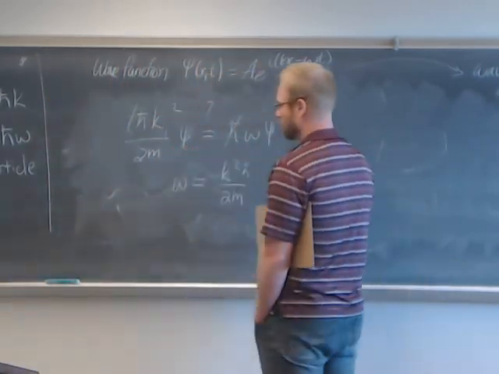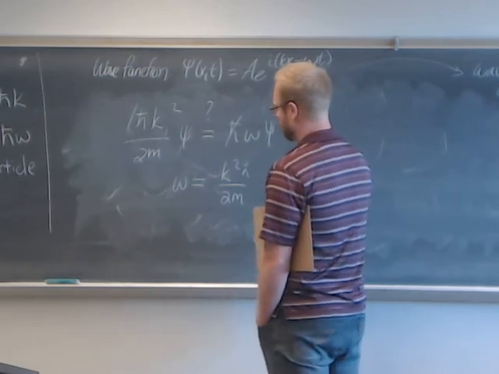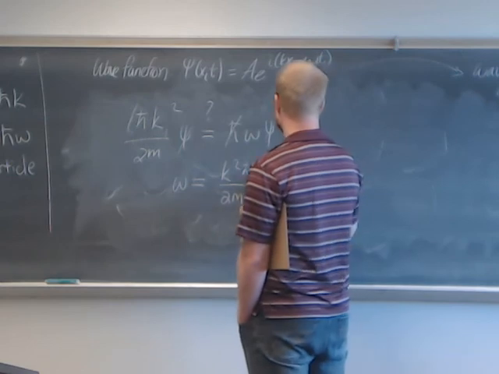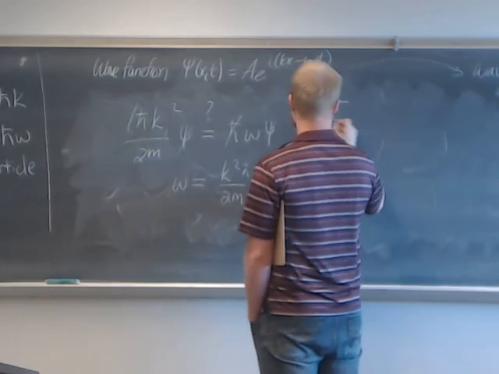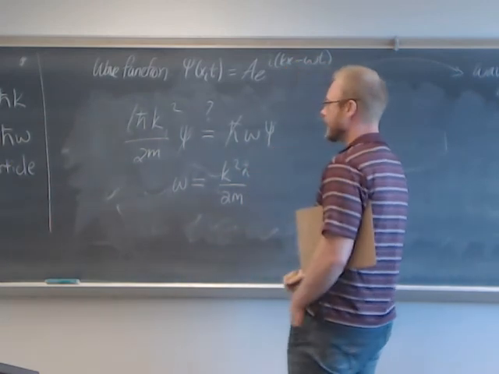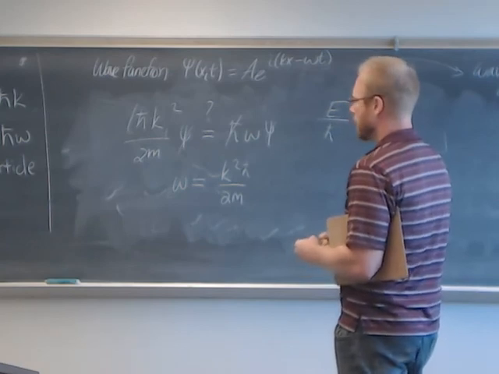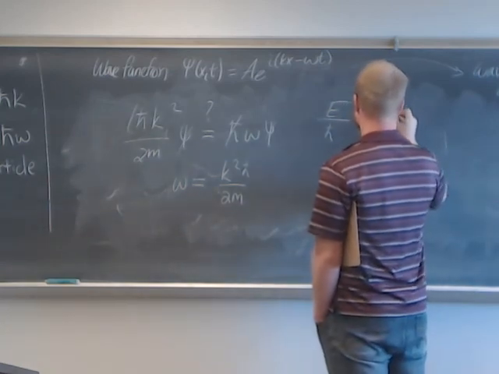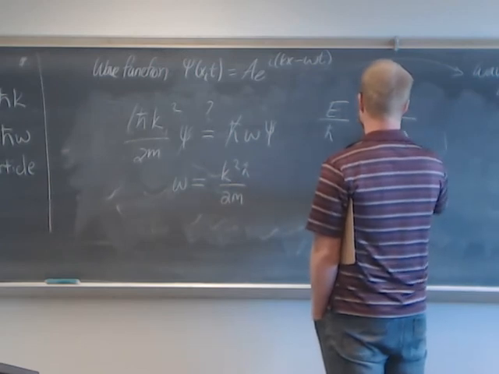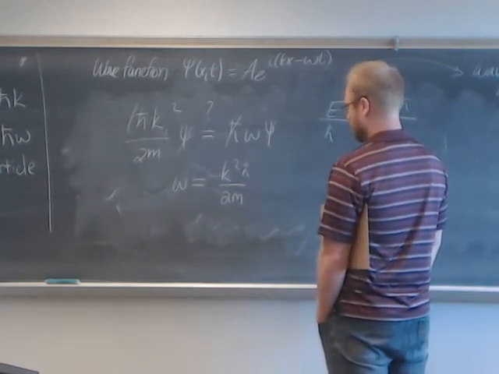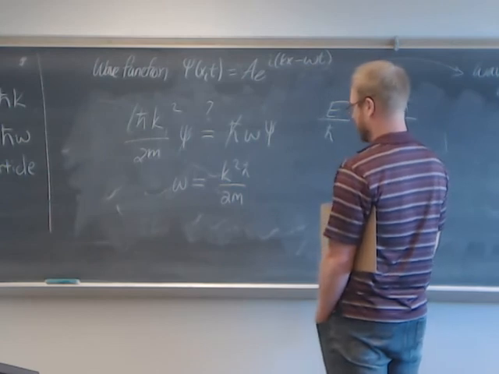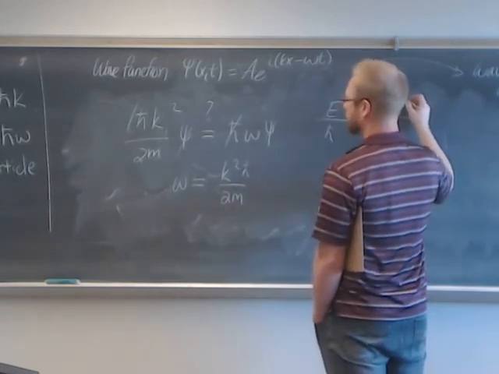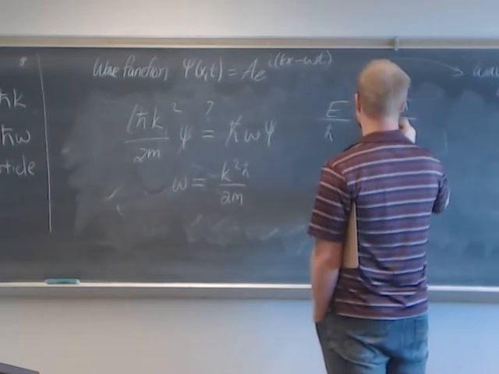So for our omega here, we're going to have E over h bar. When I say h, just know that I mean h bar. And for k, I'm going to have momentum over h bar. Actually, I'm going to have p squared over h bar squared.